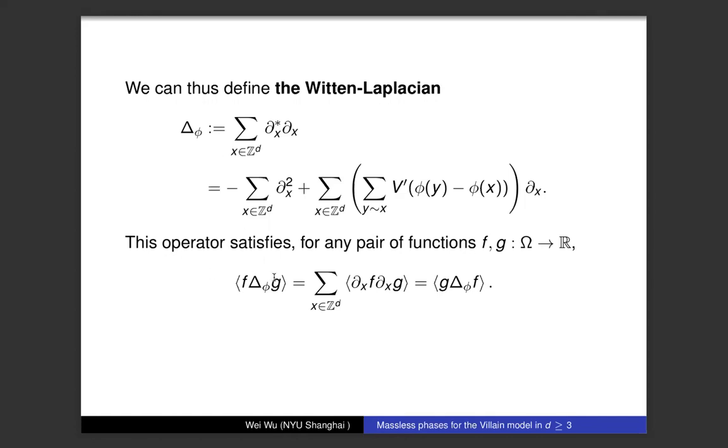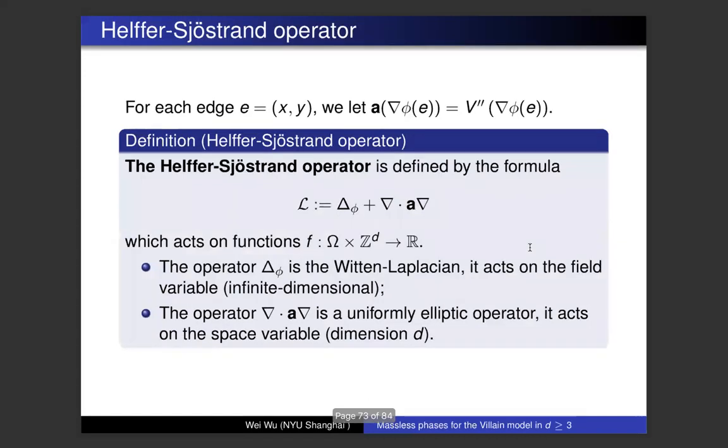So you can check that if you integrate against the Gibbs measure, you can do this thing and you see it's self-adjoint. And probabilistically speaking, this delta phi is basically a generator of the so-called Langevin dynamics of your Gibbs measure. So, okay, so how does this help us?